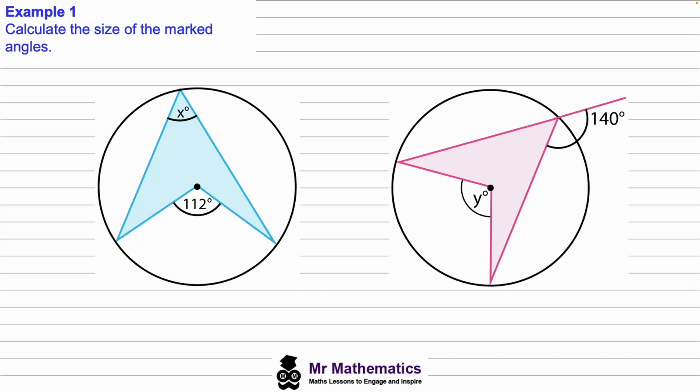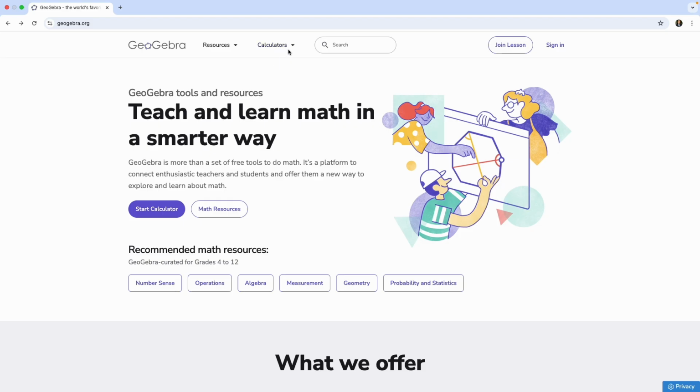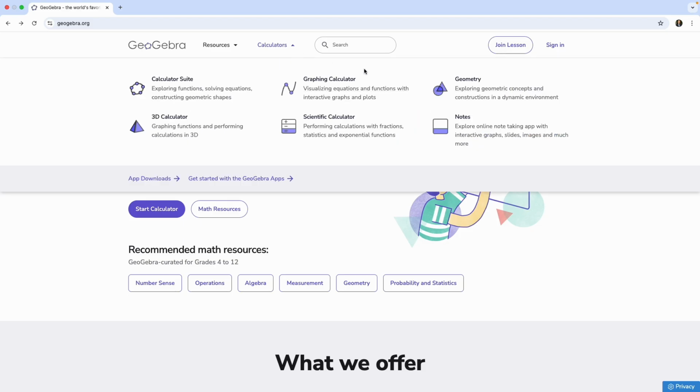Hi everybody. In this video, we're going to look at a circle theorem involving the angle at the center and the angle at the circumference. But rather than just giving you this theorem, I'll guide you through how to discover it for yourself using GeoGebra. So if we go to GeoGebra, we click on Calculators and we want Geometry.